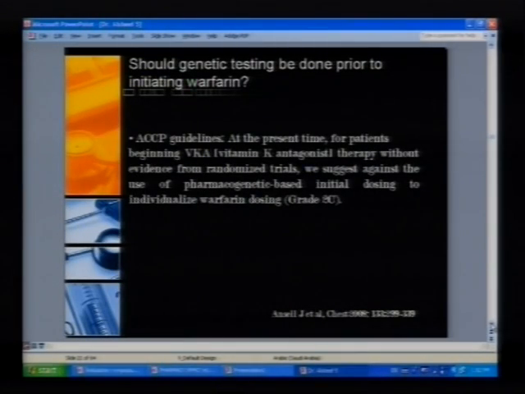And should genetic testing be done prior to initiating warfarin? This is the recommendation: at the present time, for patients beginning vitamin K antagonist therapy, without evidence from randomized trials, we suggest against the use of pharmacogenetic-based initial dosing.